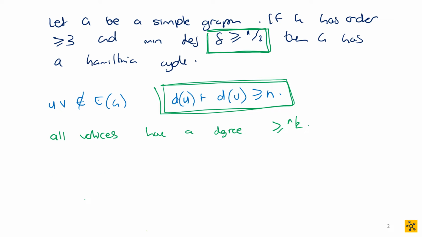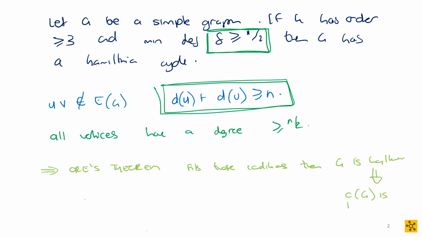So let's just go through the process. We have Ore's theorem. If it fits those conditions, then the graph is Hamiltonian. Why is the graph Hamiltonian? It's Hamiltonian because the closure is Hamiltonian. And remember, we have that if and only if the closure is Hamiltonian is the graph Hamiltonian situation occurring.